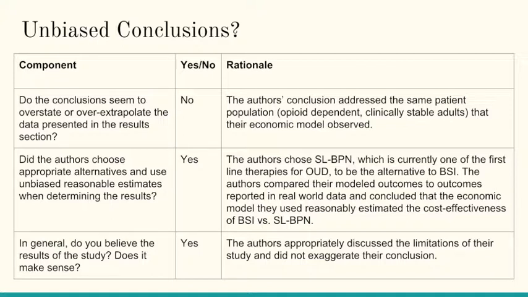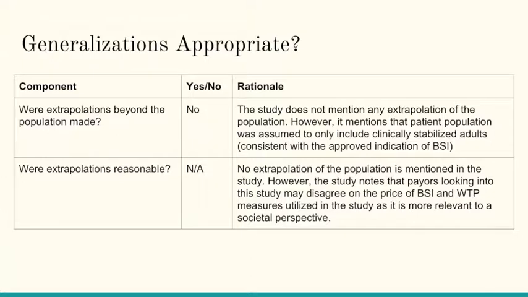For example, the sublingual buprenorphine cohort had a total direct medical cost of $22,031, which fell within the range across 5 administrative claim analyses. They also admitted that their estimate fell on the lower end of the range because commercial claim analyses tend to report higher observed costs than modeled ones and include unstabilized patients along with stabilized patients. So any discrepancies between modeled data and real-world data were explained by the authors and a rationale was provided. The study also does not mention any extrapolation of the population, so it mentions that the patient population was assumed to only include clinically stabilized adults.